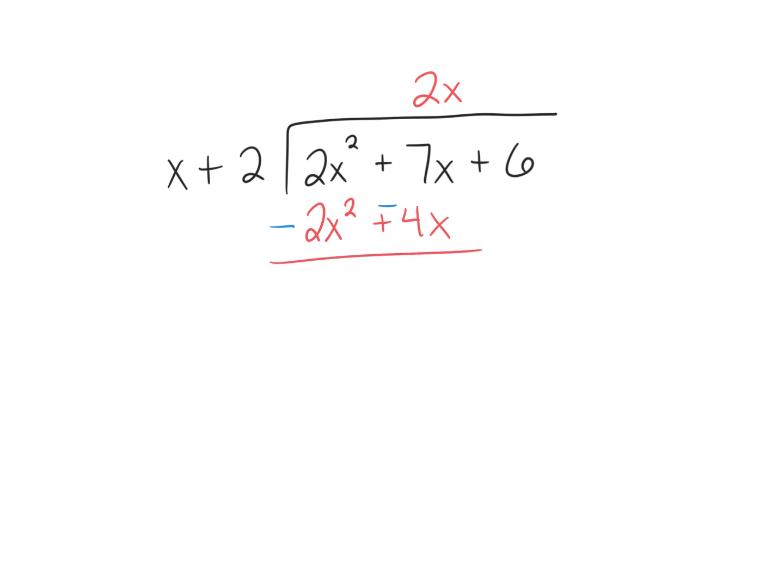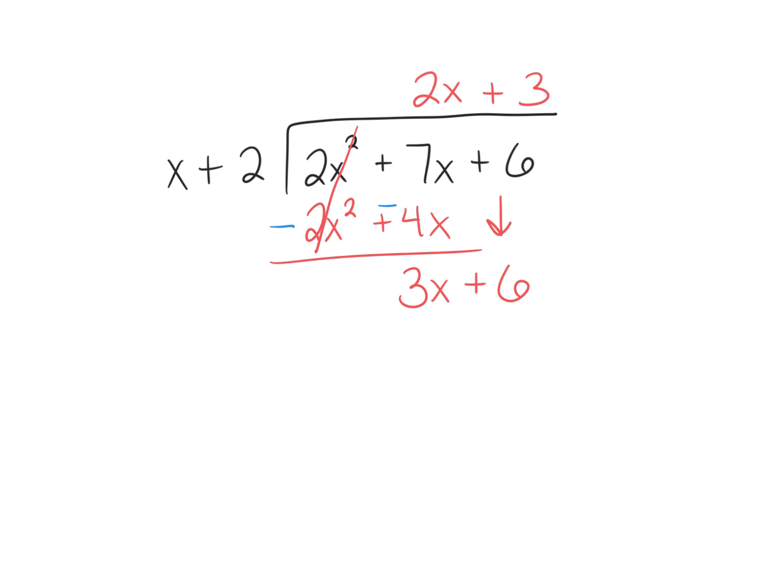What happens to the 2x squared? Cancels. What's 7x minus 4x? 3x. What do I do with the 6? Bring it down. Am I done? No, do the same process over again. I want to turn x into 3x. What am I missing? A 3.